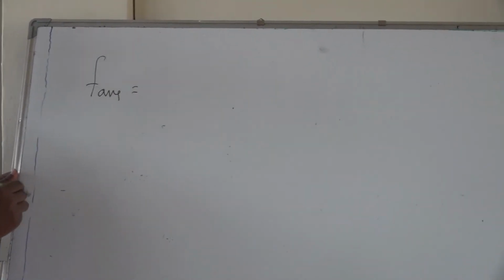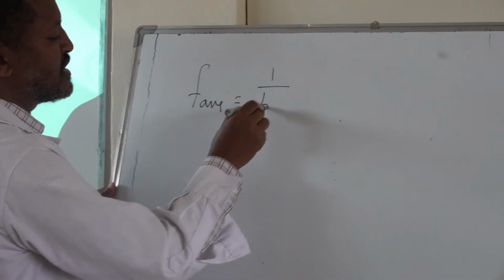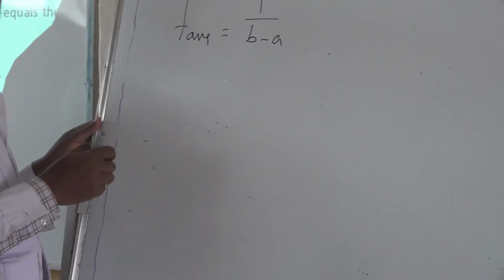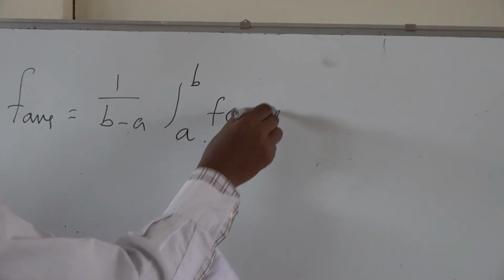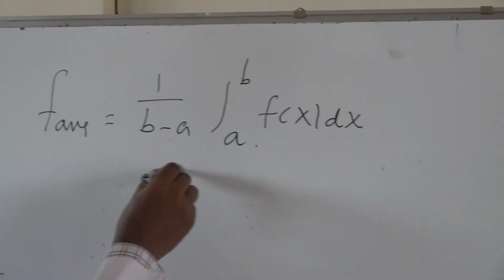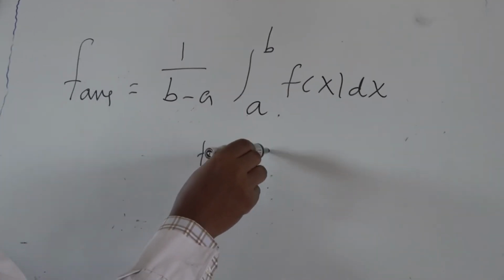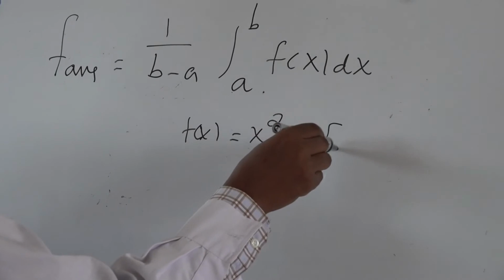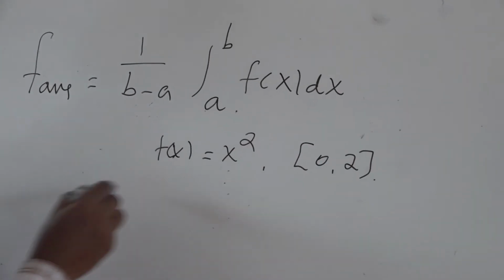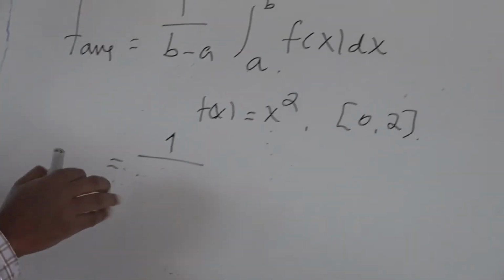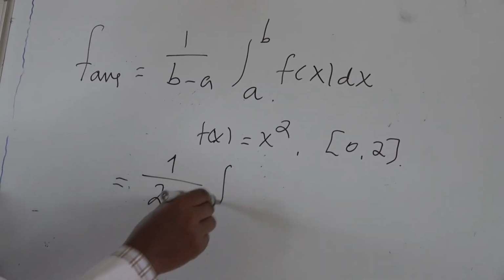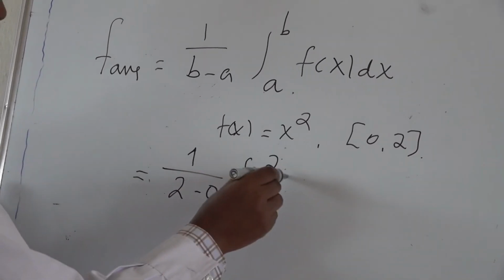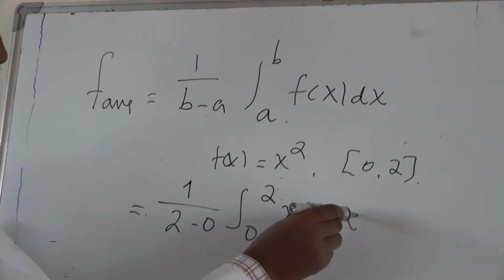of a function f over the closed interval a, b is given by the formula 1 over b minus a, the integral from a to b of f of t dt or f of x dx. Now, my function f of x is given to be x squared and the interval is 0, 2. Therefore, the average value of f on this closed interval will be 1 over 2 minus 0, the integral from 0 to 2 of f of x, which is x squared, dx.